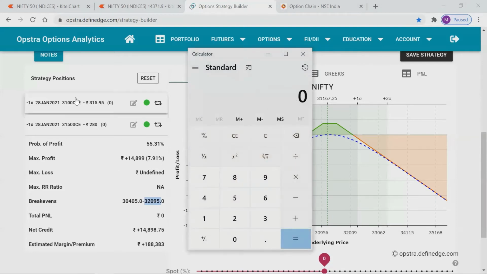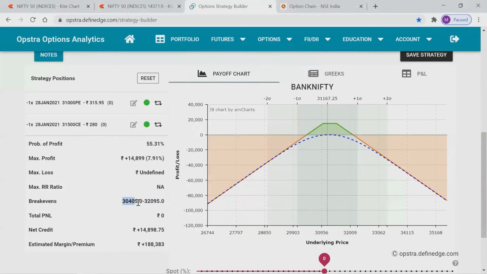For lower boundary, you need to be selecting 31,000 minus two premiums, 315 minus 280. Okay, so 30,405, that is the lower boundary. Okay, so that's how you need to be calculating the break-evens.